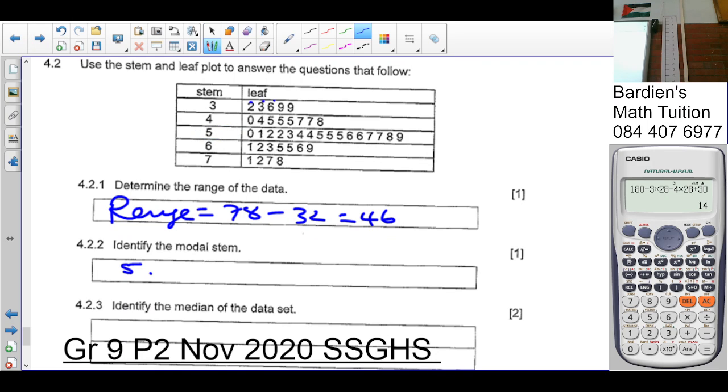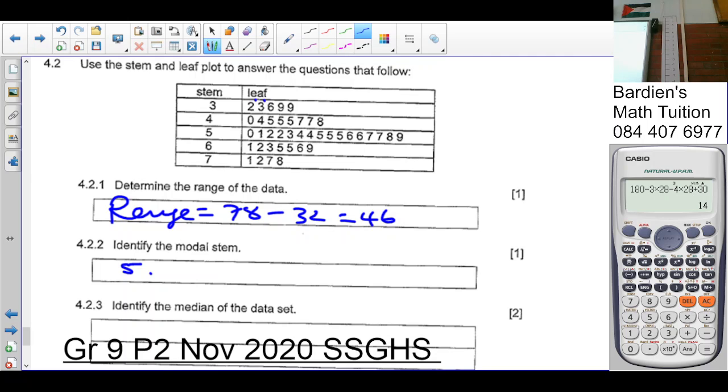Okay, there's 1, 2, 3, 4, 5, 6, 7, 8, 9, 10, 11, 12, 13, 14, 15, 16, 17, 18, 19, 20, and so on up to 40. Is that correct? So 40 divided by 2 is 20. So it's the 20th and the 21st number. There's two numbers in the middle.